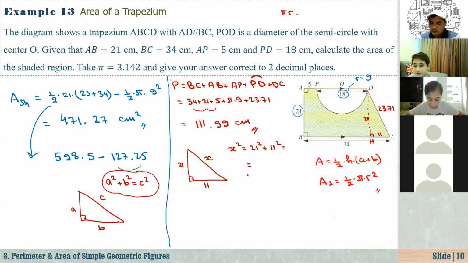Mr. Kasim, so you take 34 from BC, then you subtract it to get 11, right? Yes. So X squared is 562, and X is approximately 23.71. Understood.